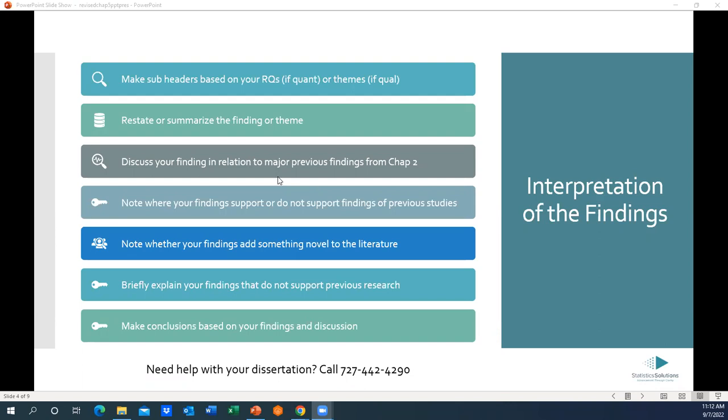So for qualitative studies, very similar idea, but you're just subsectioning this section out with themes. Again, relate the theme. Theme number one was, summarize a little bit, and then again go into whether what you found supports or doesn't support major literature, previous literature.